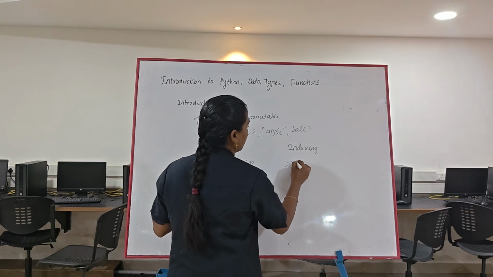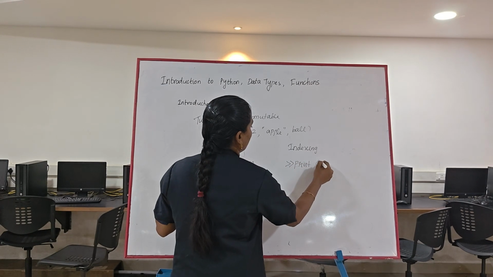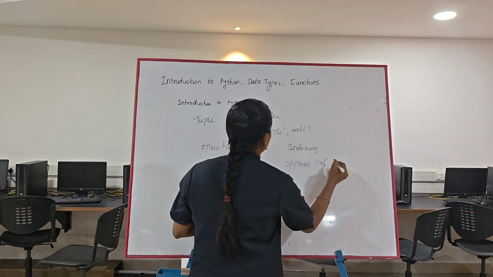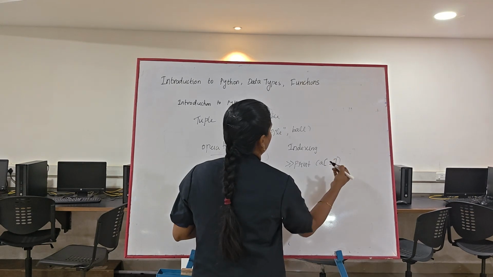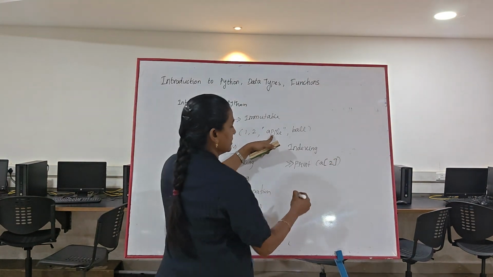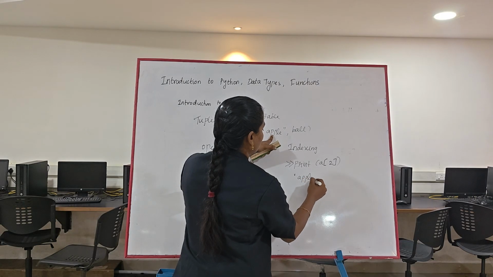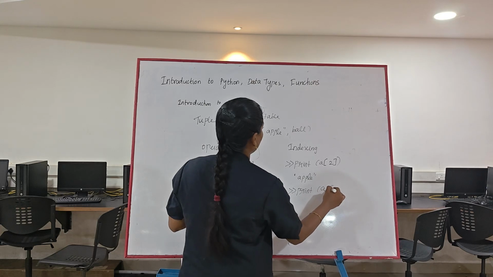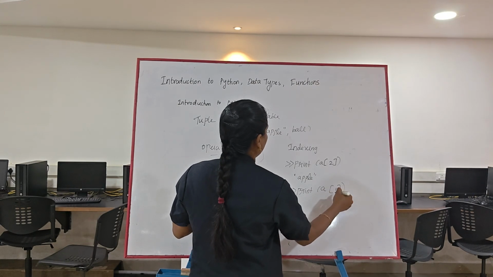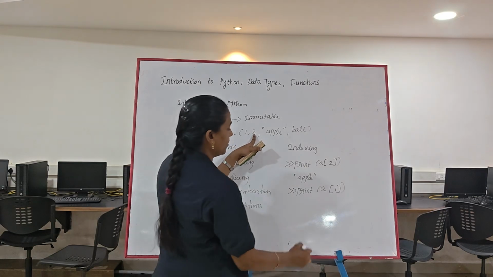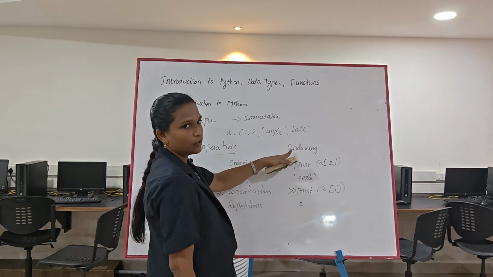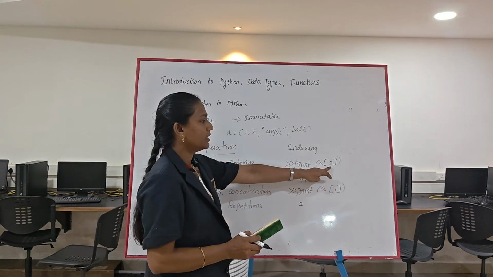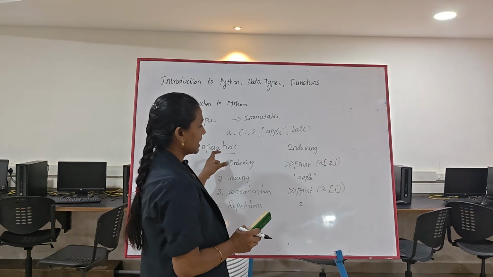If I give print of A, that means the whole value will be displayed. If I mention print of A of 2, then 0, 1, 2, apple will be displayed. Here apple will be displayed. If I mention print of A of 1, here A of 1 is 2, our output 2 will be displayed. If we want to get a particular value or particular string, we will use indexing. By giving the index position, we will access the element.